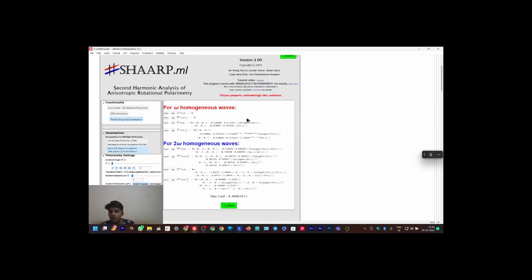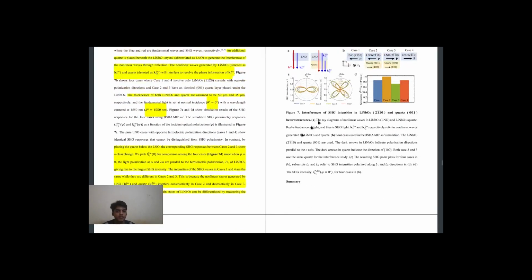All right, now we're done with this. We see the results we get with this. Okay, in contrast, by placing the quartz below the LNO, the corresponding SHG differs between case 2 and case 3, showing a clear change. We pick I_L1 nonlinear 2 omega at phi 0 for comparison among the 4 cases. Since phi is 0, the light polarization at omega and 2 omega are parallel to the ferroelectric polarization PS of LiNbO3, giving rise to the largest SHG intensity.